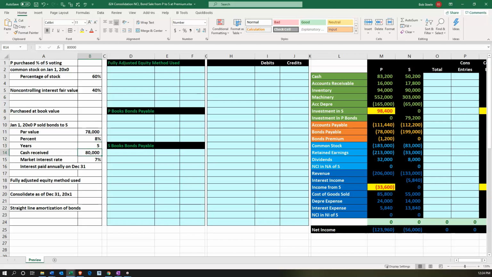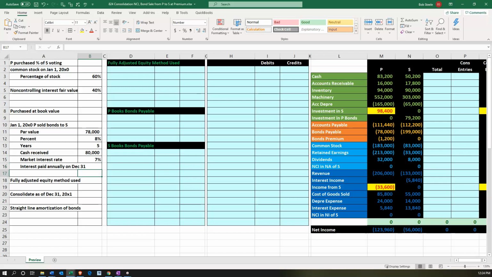Why was it 80,000? Because the market rate, not the percent on the bonds, was higher than the rate on the bonds. So we've got it being sold for more cash than the face value of the bonds. The interest is paid annually on December 31st.